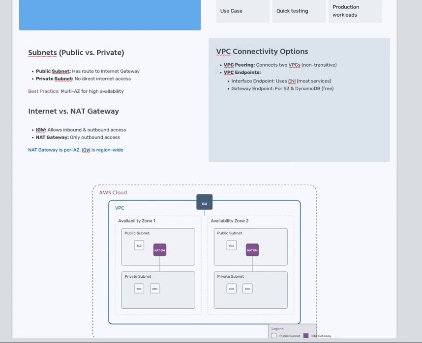Briefly, if I explain internet gateway versus NAT gateway, right? An internet gateway allows inbound and outbound access in a public subnet, and a NAT gateway only allows outbound access, right? What you need to remember is a NAT gateway is per availability zone, but an internet gateway is region wide. So the internet gateway is directly connected to the VPC as region wide. If you have a few different public subnets, you can go through the internet gateway, right?